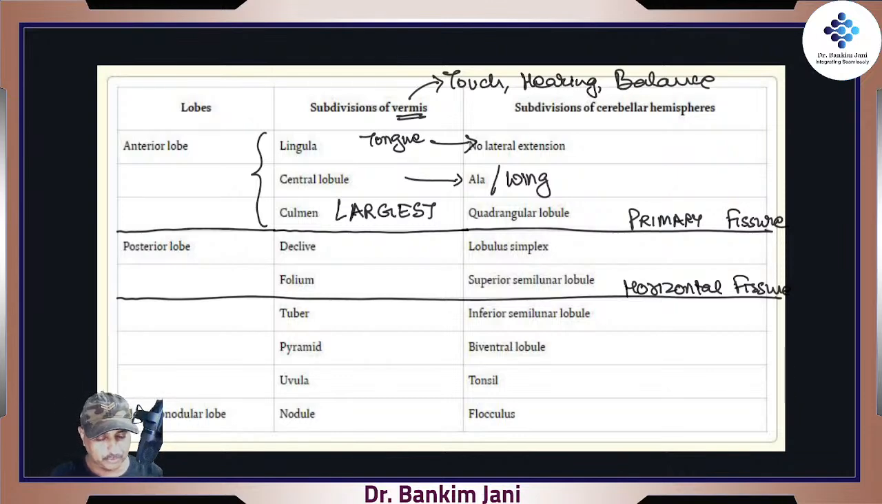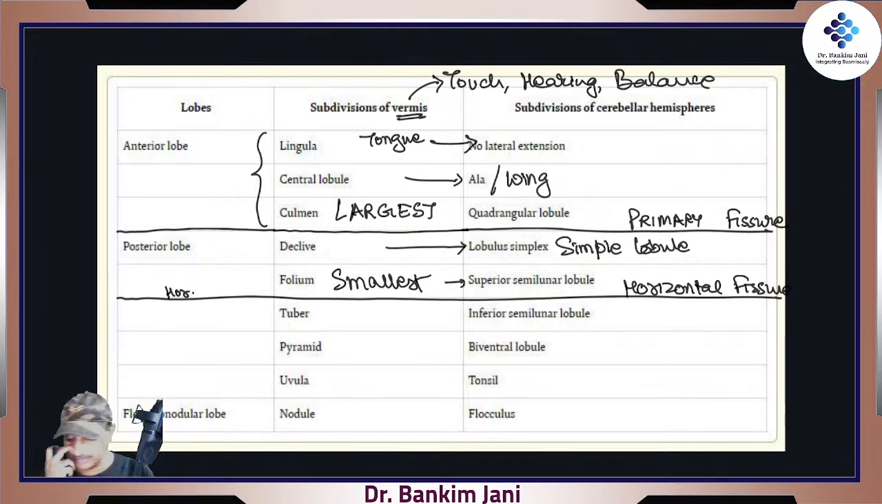For the posterior lobe, here is the horizontal fissure, right? In the horizontal fissure, we have the declive and folium. Declive's lateral extension is lobulus simplex, or in simple words, simple lobule. You can very well write it like simple lobule. Then folium, which is the smallest, is linked with the superior semilunar lobule.